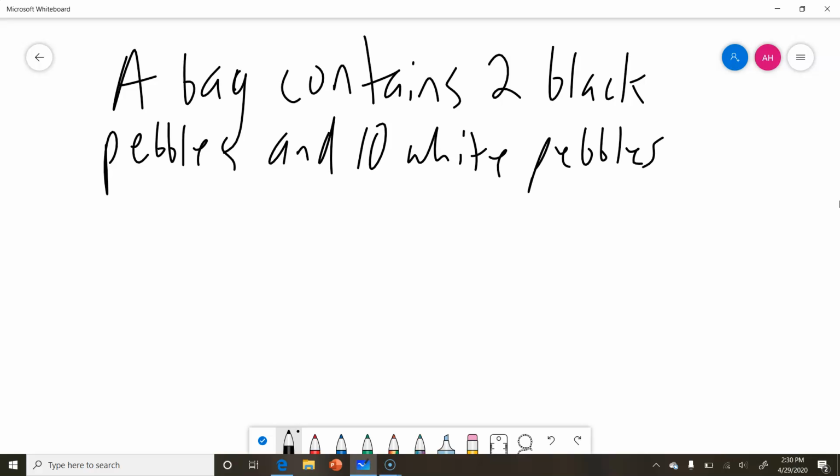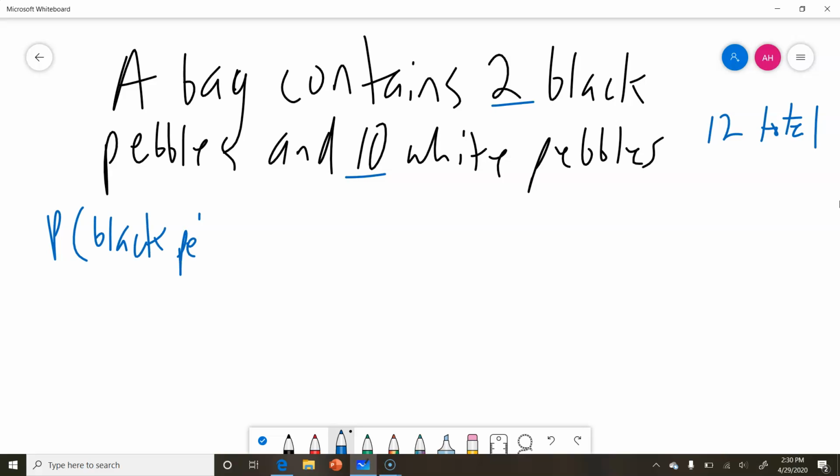Okay, so the first thing I always need to know is how many are total. Well, I have 2 and 10, so there are 12 total, and that's very important. So my first question says, what's the probability that I draw a black pebble? Okay, well, how many are black? There's only 2 that are black, so I know that's 2.